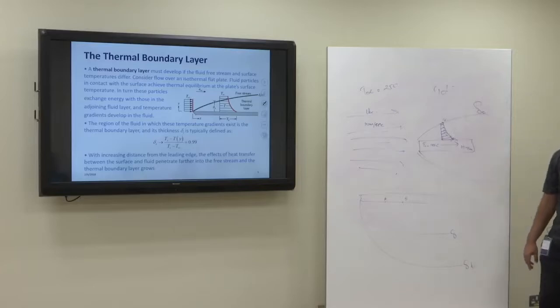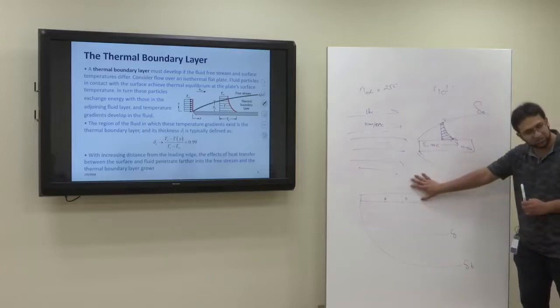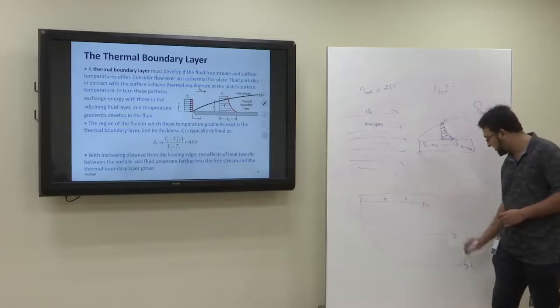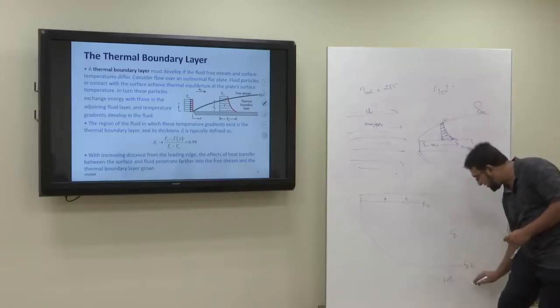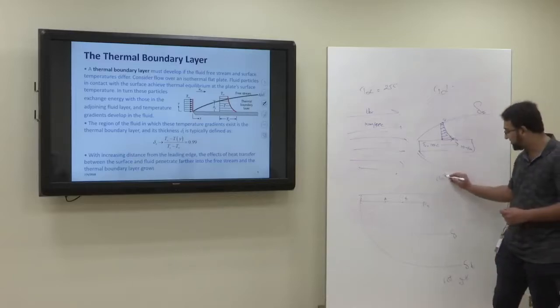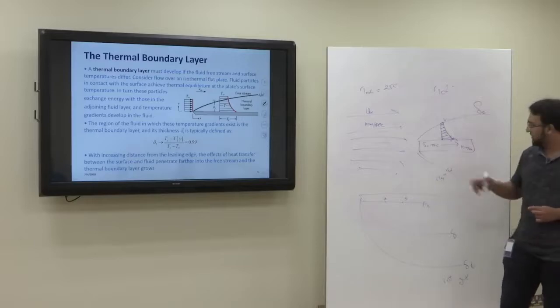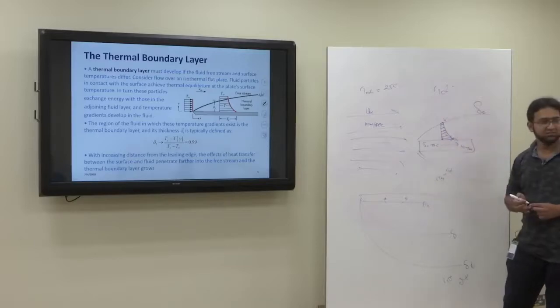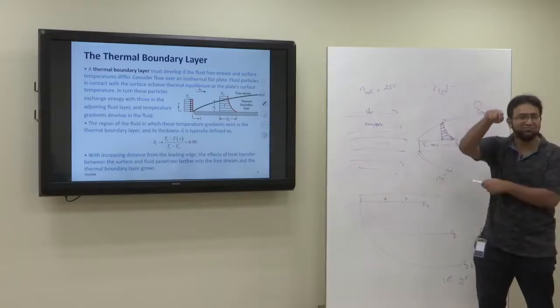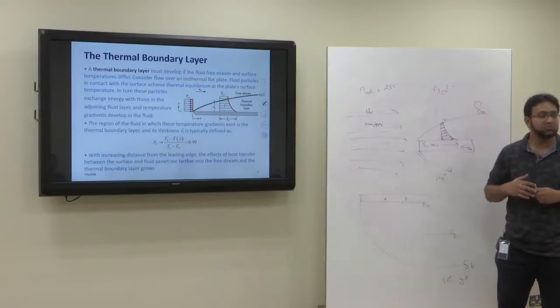This plate is stationary, and the temperature here is Ts, here the temperature is T infinity, and velocity is U infinity. Ts is greater than T infinity. It's like the same thing that you have to draw. But that's true, sir. Yeah, but students made the mistake.